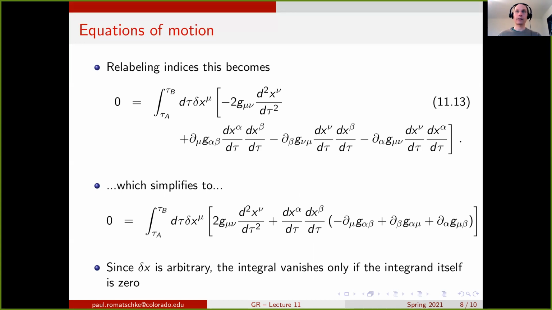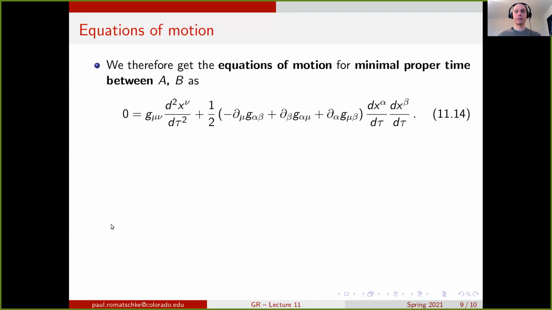Now we use the same idea as we did when we were deriving the equations of motion from a variation of the action. We say that the coordinate change delta x mu is arbitrary, so we can choose anything we want. We can choose a basis, and then each of these coefficients in the integration here has to be vanishing. And the only possibility for that is if the expression in brackets here is vanishing in order for the integral to evaluate to 0. So we get an equation of motion for the particle traveling from A to B to take minimum proper time, and that is given by the following equation here.